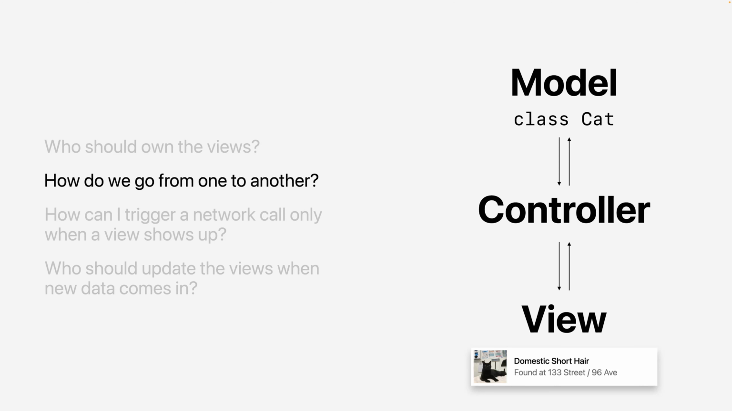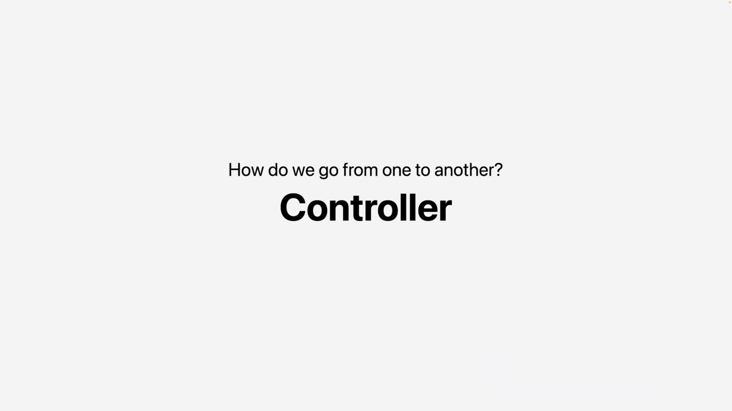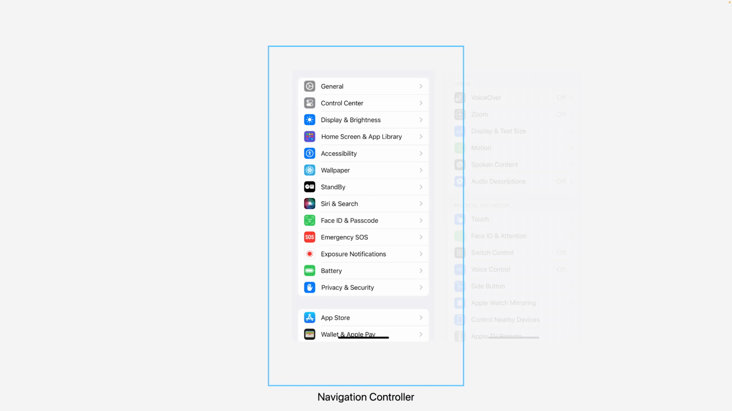Let's think about the second one now. How do we go from one to another? Actually, the answer is still the controller. Only this time it's different. This time the controller isn't controlling the views, but the view controllers. And we're going to call it the navigation controller. The blue box in this diagram represents a navigation controller. It controls our two view controllers, and here I directly represent them with their corresponding views. And these view controllers, we can name them the child view controllers.